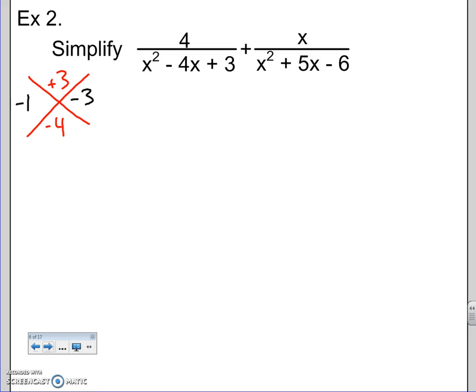So I put it in parentheses. Does A do anything? A does not. A is 1. Remember, dividing by 1 doesn't change the problem, so I'm not going to write that second step. I'm just going to go straight to this. It's 4 over x minus 1, x minus 3, plus x over, well, I have to do the x method again for that right side.